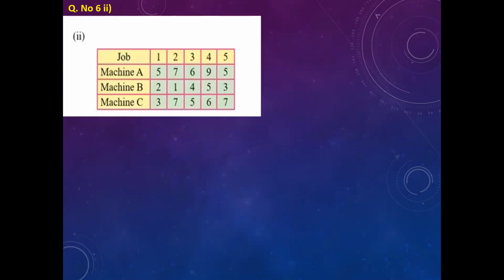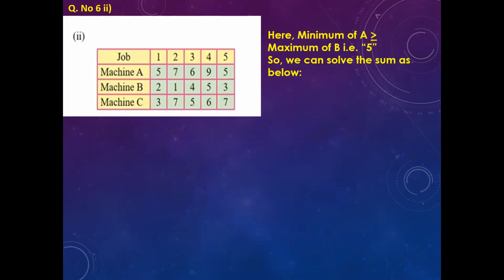For your convenience, I have also solved another sum, that is question number 6, the second part as well. So you can pay attention here also. So the first condition that we'll check is, in case of 3 machines, what is the minimum number of machine A? It is 5, and the maximum number of machine B is also 5. So our first condition is again satisfied. That is, minimum of A is greater than or equal to maximum of B. In this case, it is equal, that is 5.